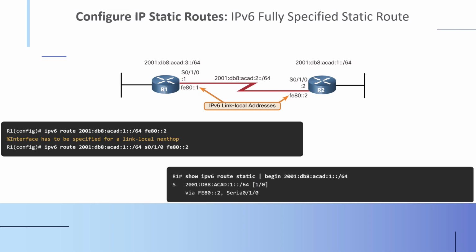And here, if we use the show ipv6 route static command, we filter only for this particular network. That's why we use the section begin of the address of the network. We can see that we have a static route to reach this network through the next hop IPv6 address, which is the link-local address of router 2 at interface serial 0/1/0, and the forwarded packet interface of router 1 is serial 0/1/0.